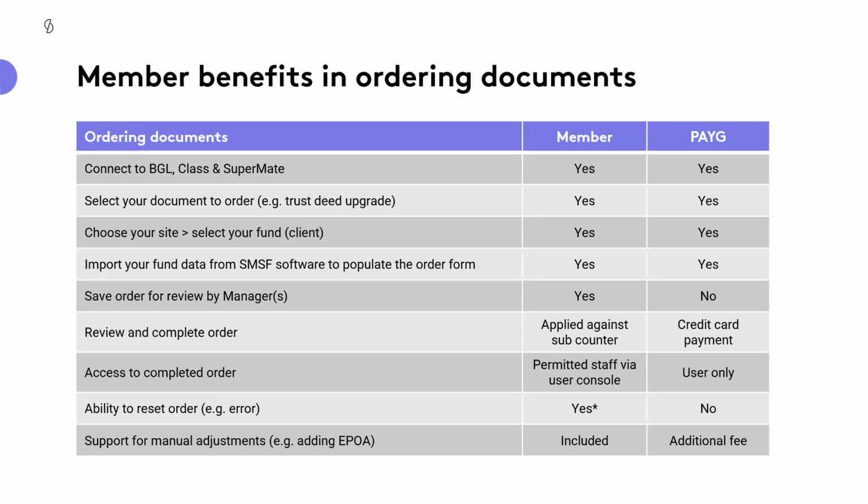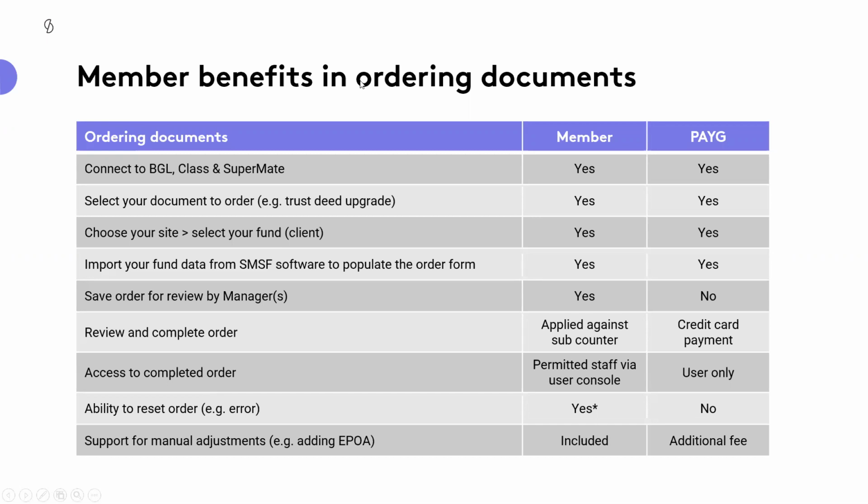In, I guess, the support that we have for our members, in certain instances where we might need to just make some very simple adjustments to documents, it's not uncommon. We need to add an EPA, or we need to add specific clauses in for things like deed upgrades and whatever, where we're removing employer sponsors. Those sort of things are all included as part of the membership, whereas under a PAYG, they're all part of an additional fee.